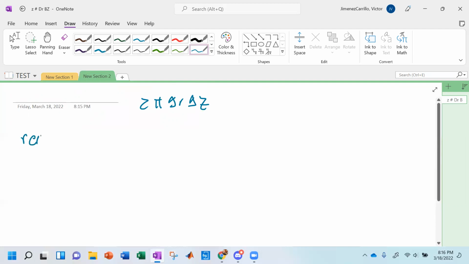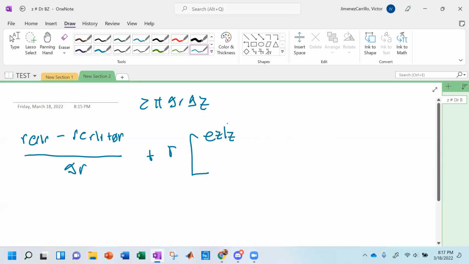R e_R at R minus R e_R at R plus del R, divided by del R, plus, I'm going to factor out an R because it's the same. I could have factored out an R here, but we're just going to do it this way. Wait, so it's R e_R over R, right? Right. And then it's minus R e_R at R plus del R? Delta R. Okay, thank you. And this is going to be divided by del Z plus rho.